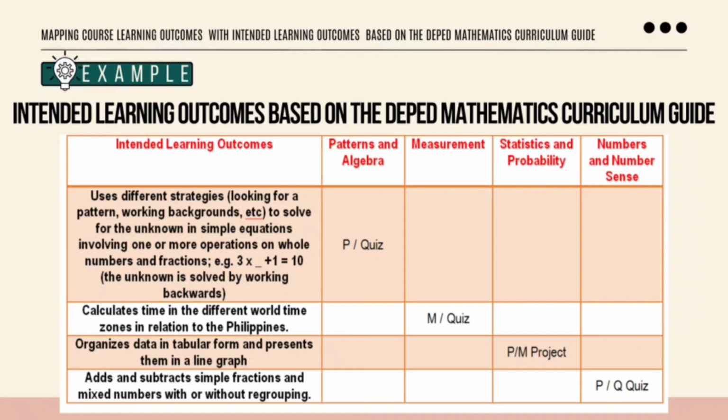So for the intended learning outcome, example number 2, it is to calculate time in different world time zones in relation to the Philippines. So it is under measurement, so it will be mastered, and the teacher decides to give a quiz. So the teacher decided to give a quiz to achieve these intended learning outcomes.